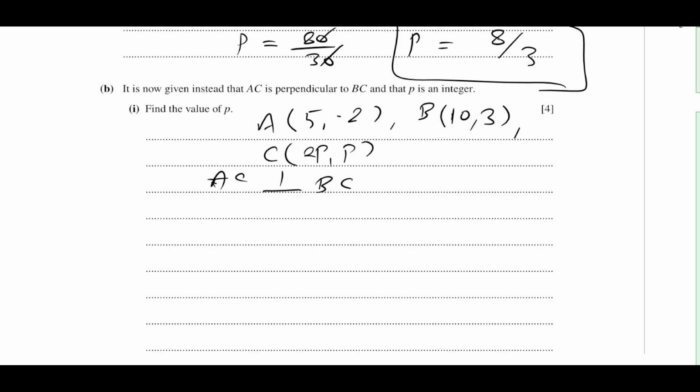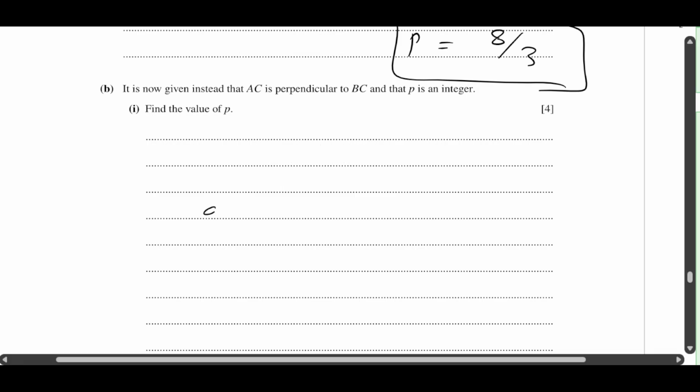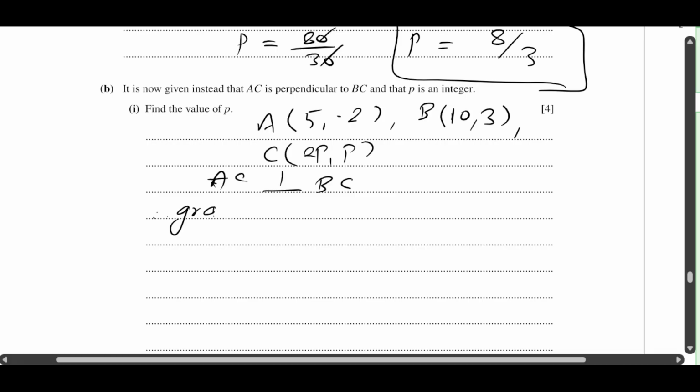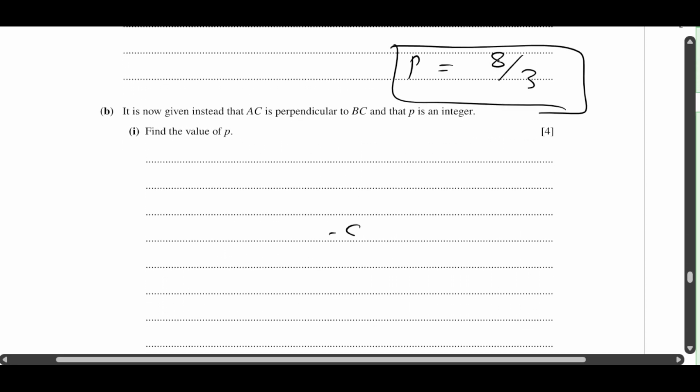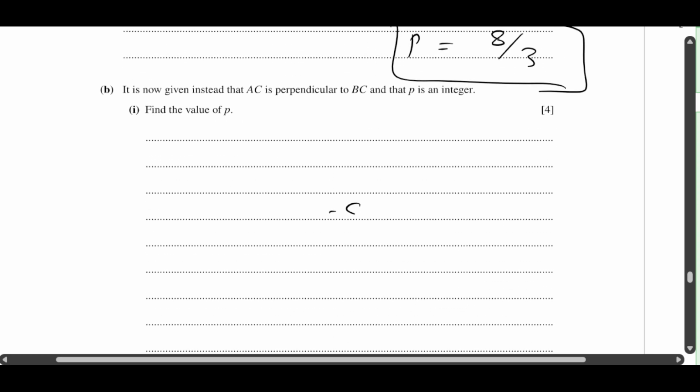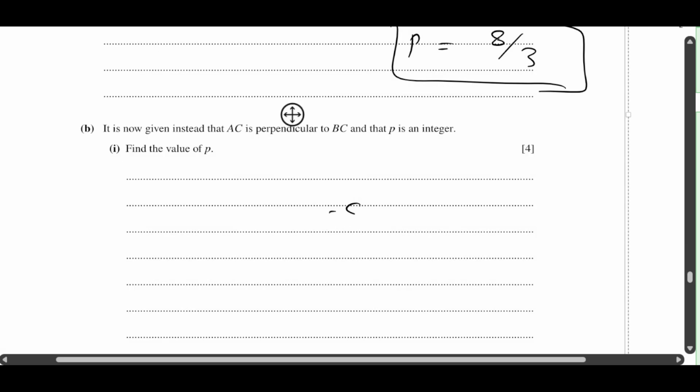So AC is perpendicular to BC, that means the slope, or gradient, of AC times the gradient of BC is going to be minus 1. So gradient of AC... what happened? Where has the value gone?